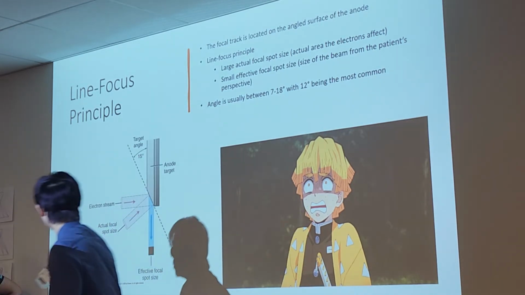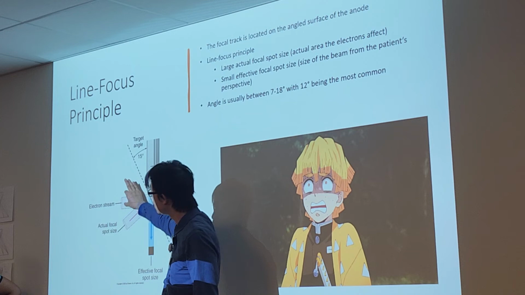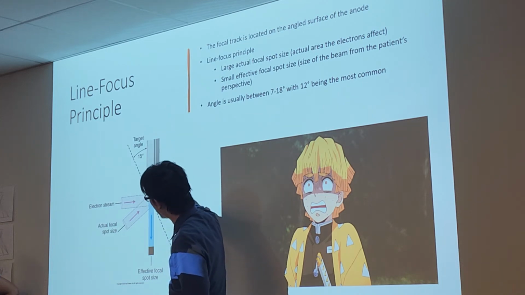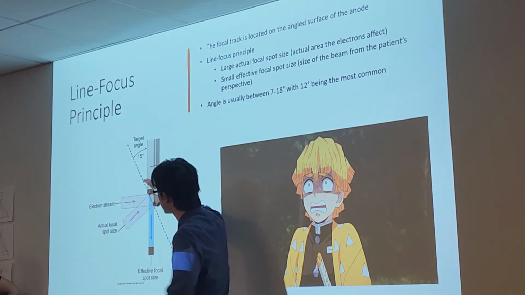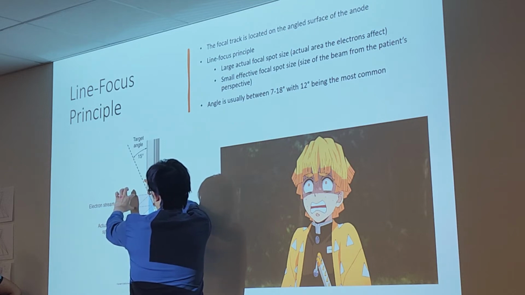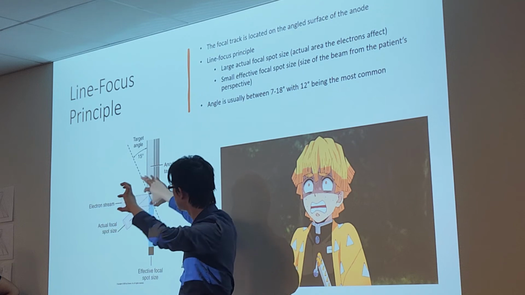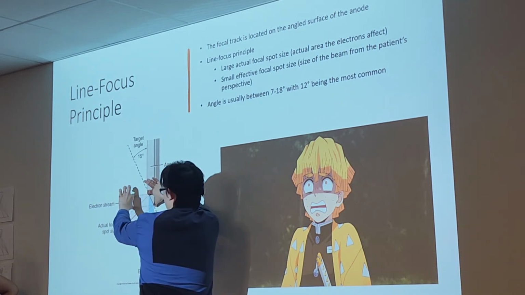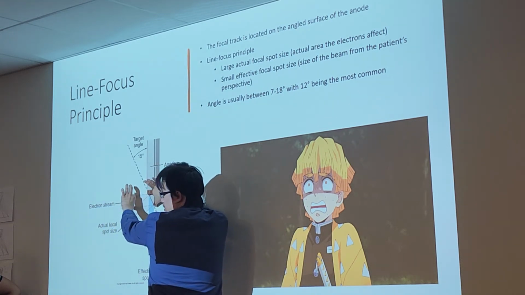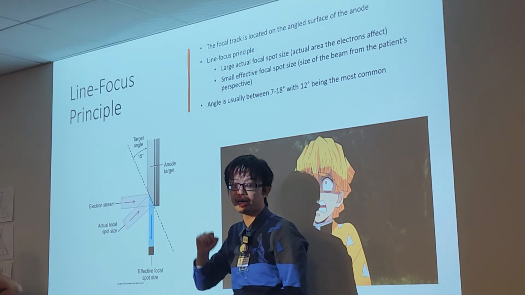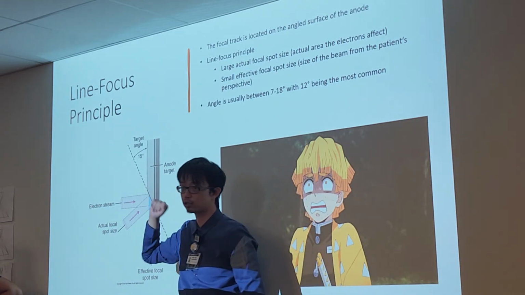So look at the thickness of this electron stream. Look at the size covered by this actual focal spot. Which one's bigger, the actual focal spot or the electron stream? The actual focal spot is bigger than the width of the electron stream.